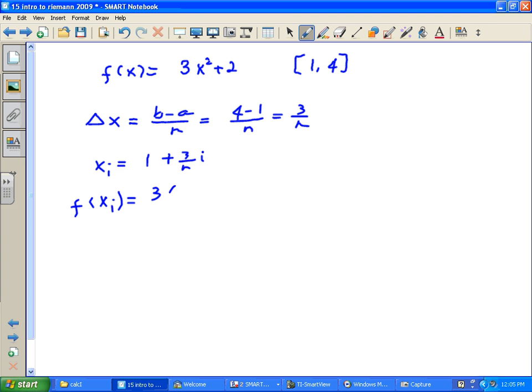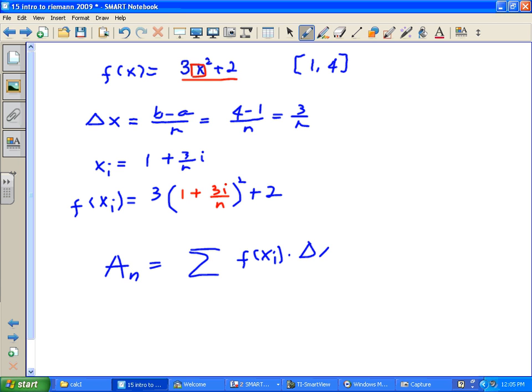To get the heights, we plug in x sub i into the function. That'll be 3 times, remember this is the function now. So basically where you see x in there, take it out and replace it with your x sub i. So instead of x, I will write down 1 plus 3i over n, squared, plus 2. Putting all the pieces together, area using n rectangles will be the summation of f of x sub i, the height of each rectangle, times delta x, the base of each rectangle, as i goes from 1 to n.